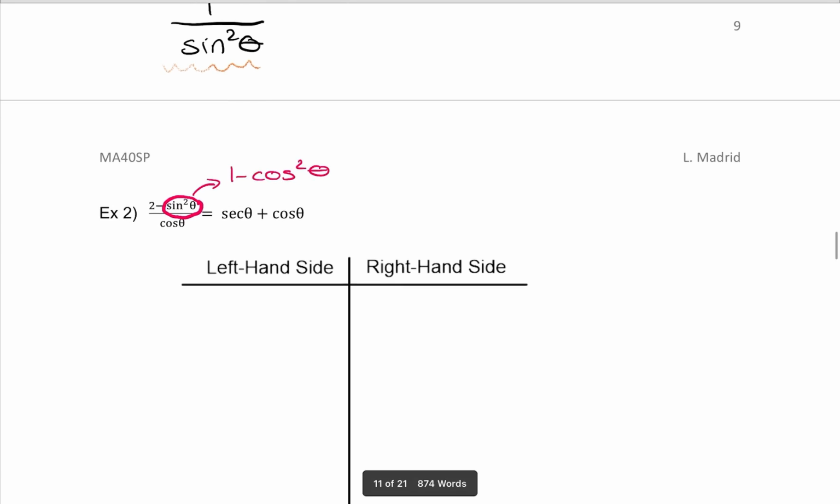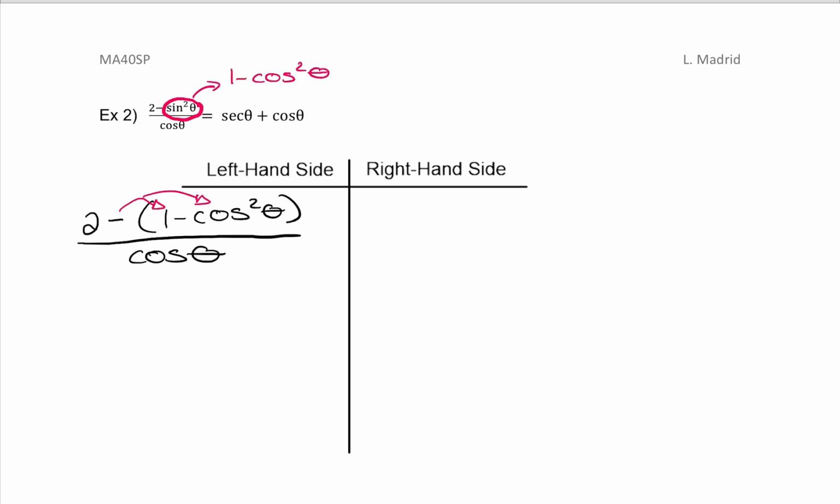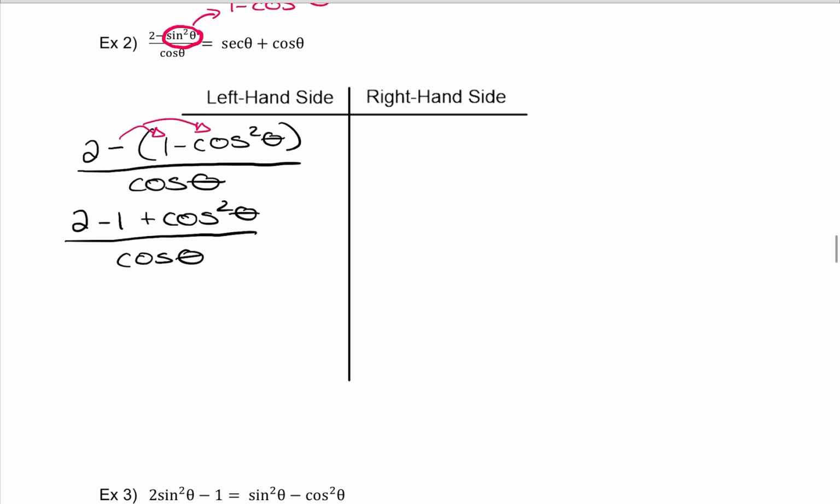So this is again where having your formula sheet beside you is going to be really useful. So this now becomes 2 takeaway, in a bracket, 1 minus cos squared theta, and the bottom stays as cos theta. The bracket's important because it's subtraction. In my next step, I'm going to get rid of the bracket by distributing the negative. So I have 2 takeaway 1 plus cos squared theta all over cos theta. Notice I'm not using any equal signs within my charts.